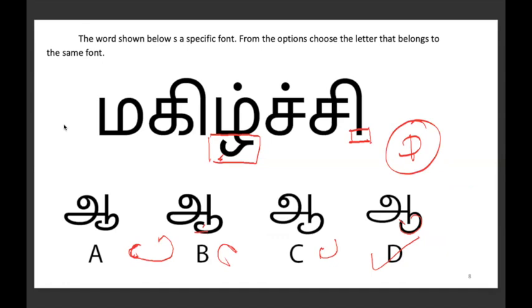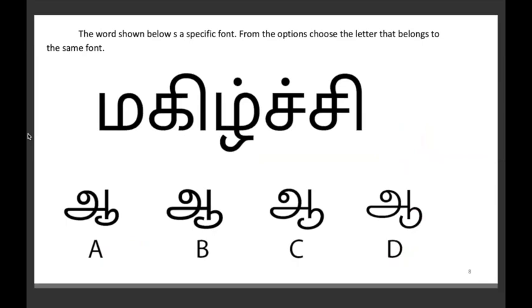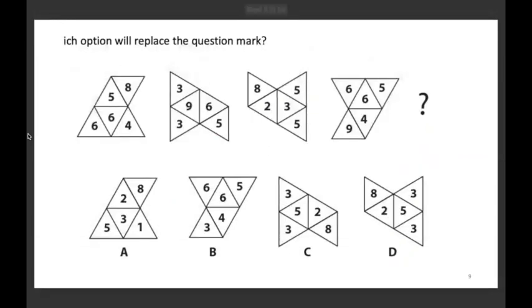Okay, we'll move to the next one. Which option will replace the question mark that is given? This is in sequence. This diagram that you're seeing here is some sequence, and you have to identify which diagram of the options A, B, C, D will replace the question mark.